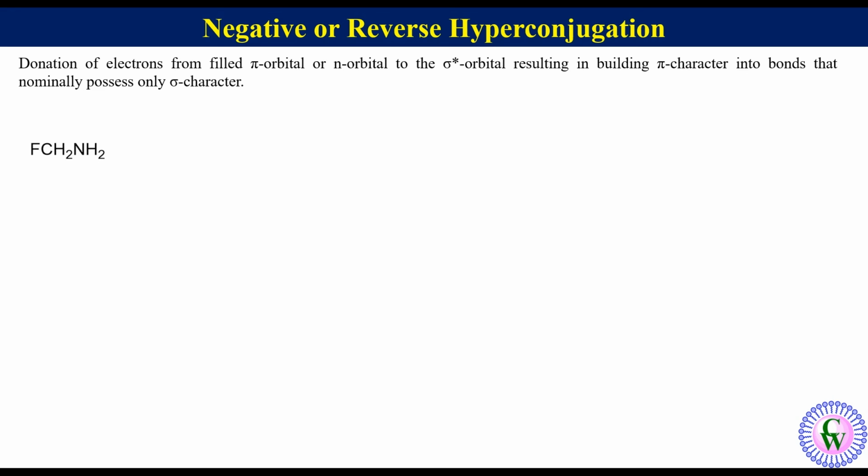fluoromethylamine. The most stable conformation of this molecule has been found to be the conformation in which the orientation of the C-F bond is anti-parallel to the nitrogen lone pair. This is because of favorable negative hyperconjugation in this conformation, which allows the donation of the lone pair on nitrogen to the sigma star orbital of the C-F sigma bond. That results in the formation of a C-N pi bond and breaking of the C-F sigma bond, thus leading to the formation of this hyperconjugative structure.